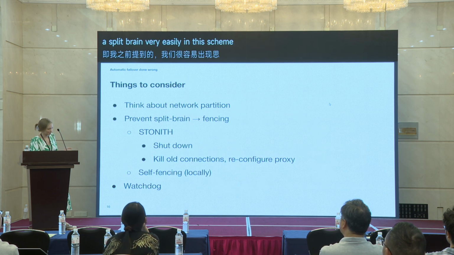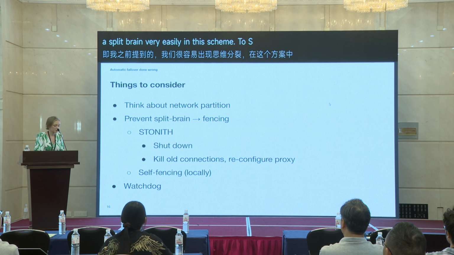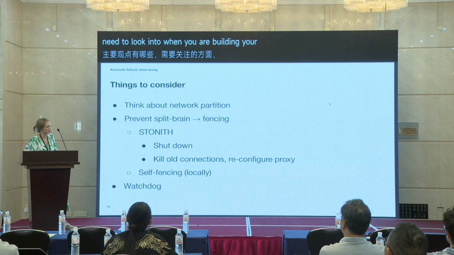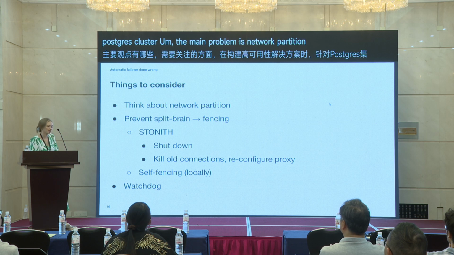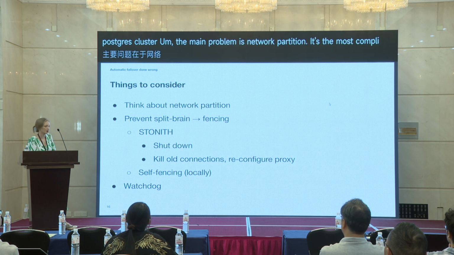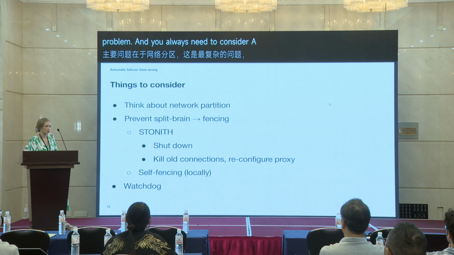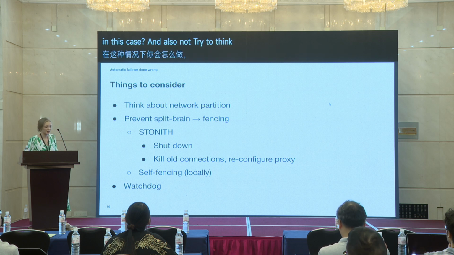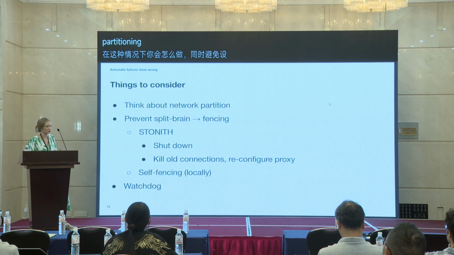So, to sum up, what are the main points you need to look into when you are building your high availability solution for your Postgres cluster? The main problem is network partition. It's the most complicated problem, and you always need to consider how it could happen, what will you do in this case, and also not try to think of more sophisticated schemas of network partitioning, because there are actually a lot of different possibilities for it to break.